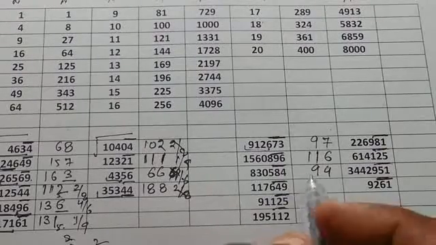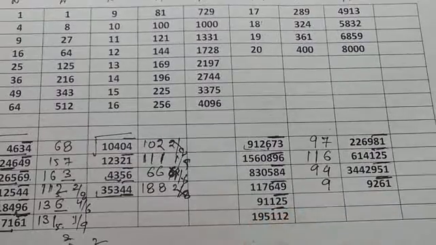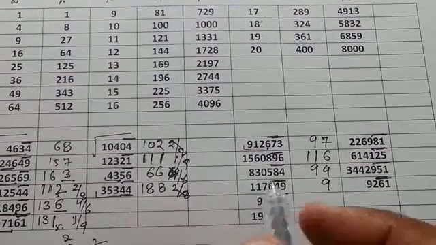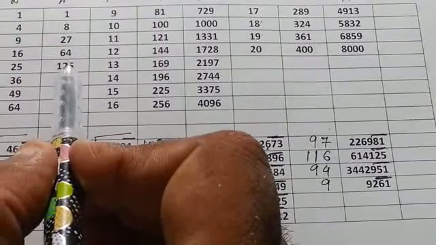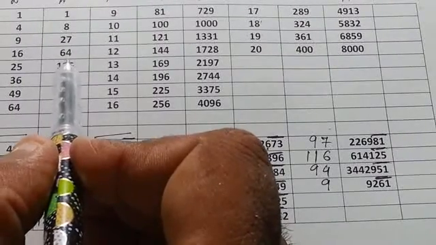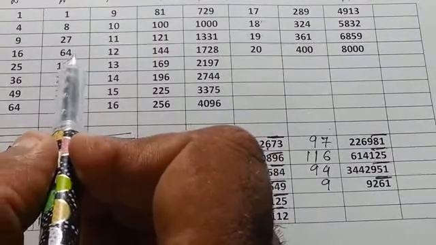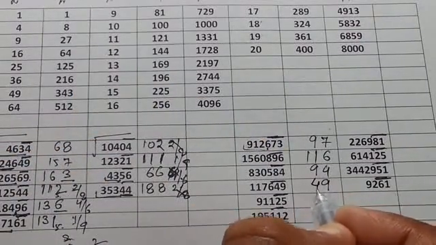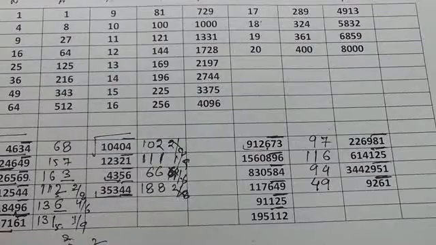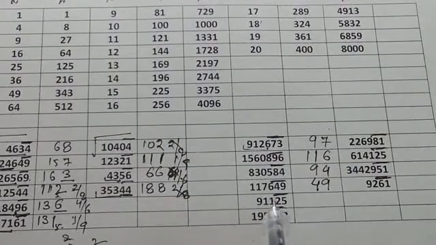It means we are having a cube that ends with 9. So which number is it? It is 9, because 9 cube is equal to 729. We are left with 117. So 117 lies between 4 and 5. 117 is the cube of a number that lies between 4 and 5. So the first digit is 4. Correct? That's simple. Next, 91125.